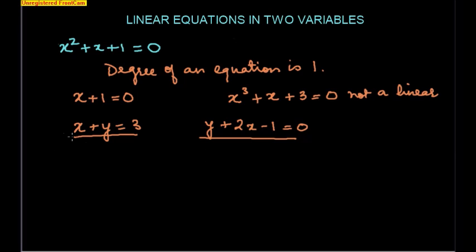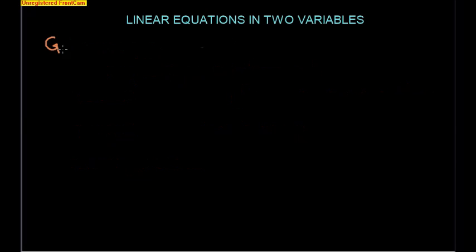If I talk about x plus y is equal to 3 alone, then I would say that this equation has infinite solutions. But because there are two variables, we need two equations to find out the values of x and y. If there would have been three variables, then three equations are required to find out the values of x, y and z. Now let us see the graphical representation or the graphical solution.